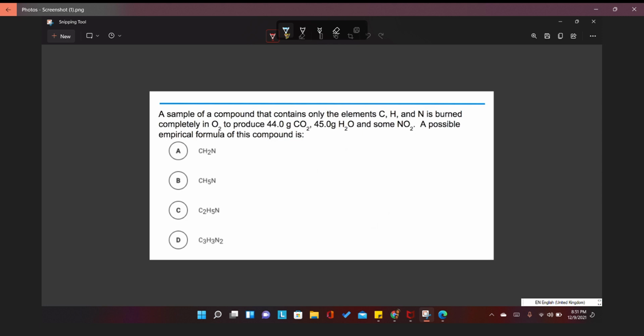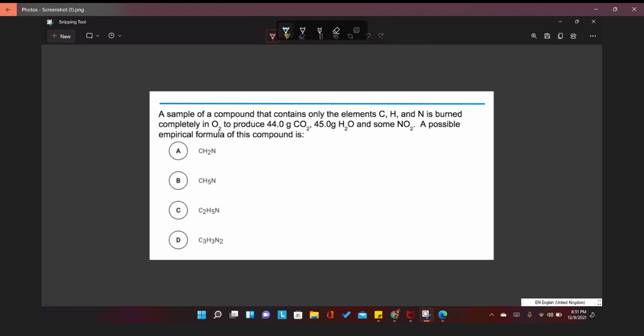Okay, so over here we have a sample of a compound that contains only the elements C, H, and N. It is burned completely in O2 to produce 44.0 grams of CO2, 45.0 grams of H2O, and some NO2. A possible empirical formula of this compound is, and it's all there.